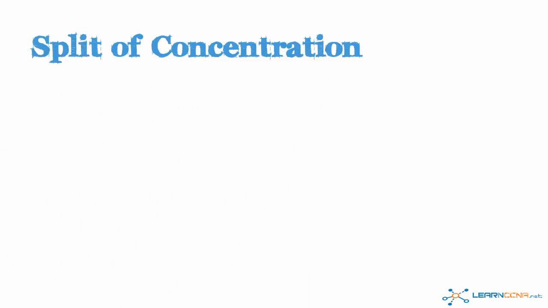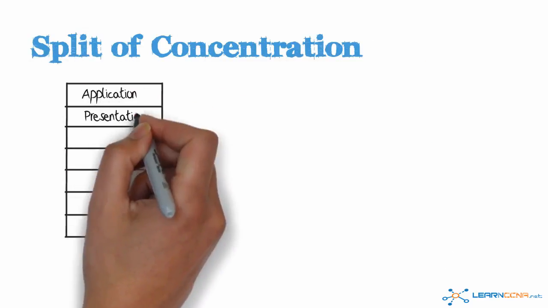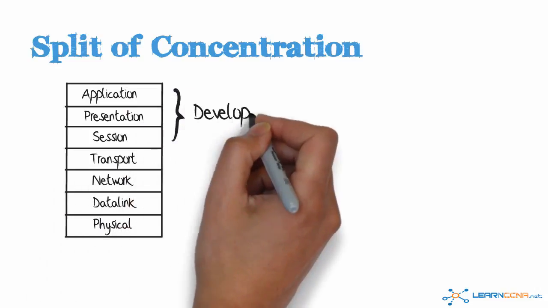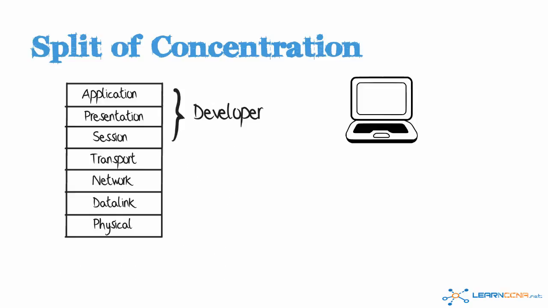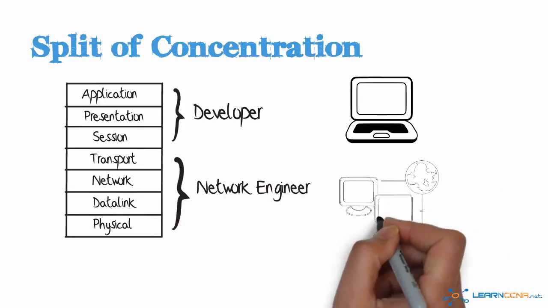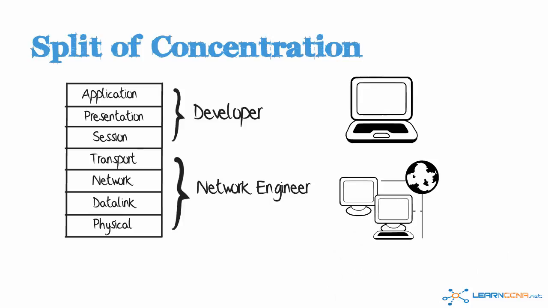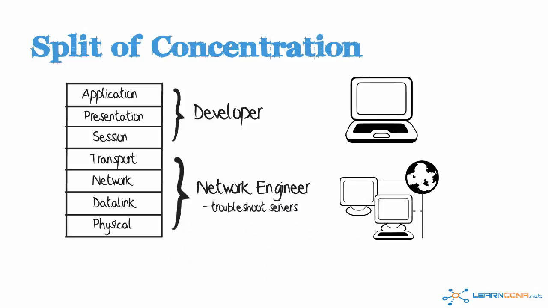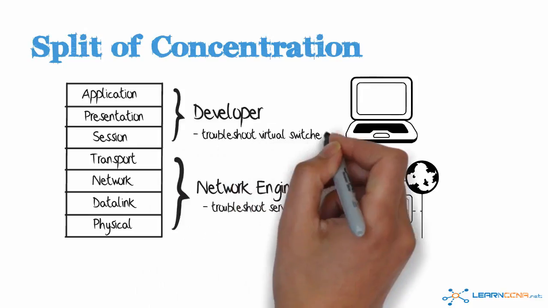Now in the past, there used to be a major split of concentration in the OSI model. The top 3 layers were the focus of developers and server administrators. The lower 4 layers were the domain of the network engineer. These days, because of the growth of technology such as VMware, this divide is blurring away. This divide is often not there, and these roles are blurred. Often today, network engineers need to troubleshoot servers, and server administrators need to troubleshoot virtual switches within a VMware server.